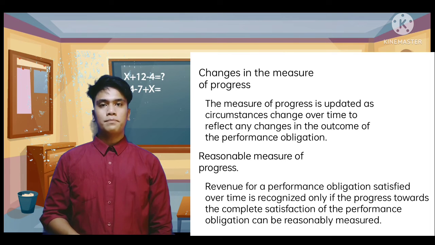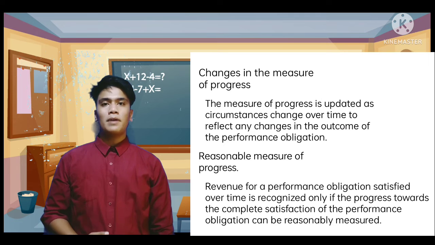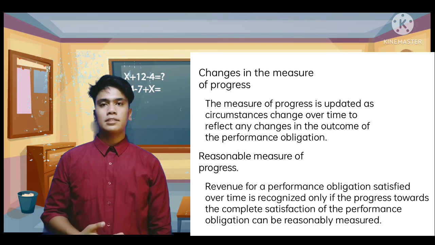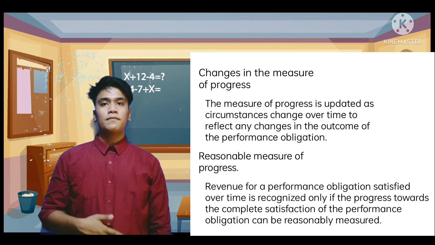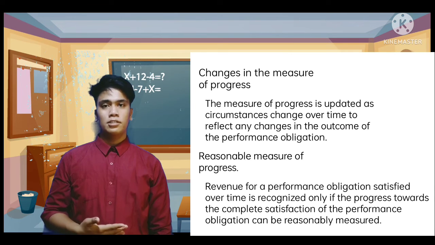Changes in the measure of progress. The measure of progress is updated as circumstances change over time to reflect any changes in the outcome of the performance obligation. Such changes are accounted for as changes in accounting estimates in accordance with PAS 8.